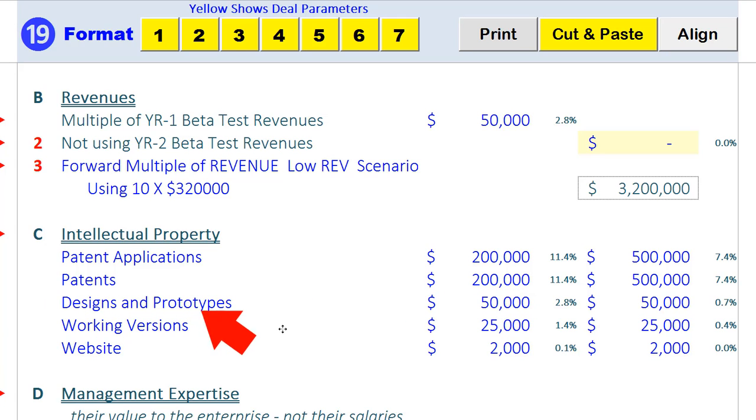You could have designs and prototypes, you could have working versions of a piece of software, you could have a website. Anything in blue, including the names of the line items, you can change. And through time, these components, for example, into the next year, could be worth more.